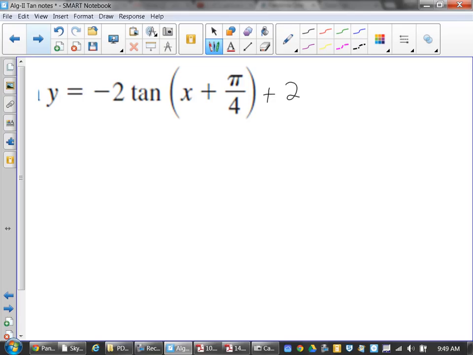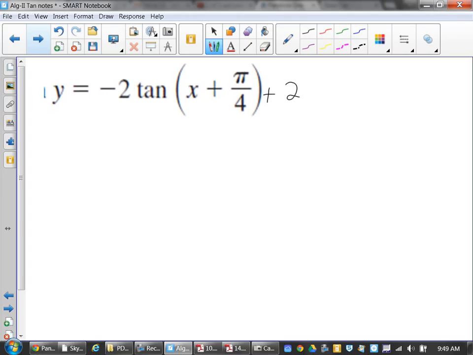So let's start this one out. What do you think the first thing is that I'm going to do? Identify. So A is negative 2. I know it's negative, so what direction is this going to have to go? If you want to do that, just so you remember, why not? It doesn't hurt. So that way you don't forget. What's your B value? 1.